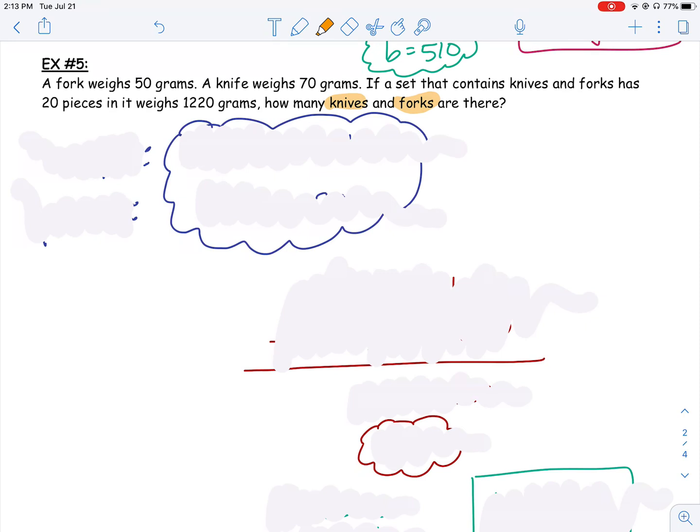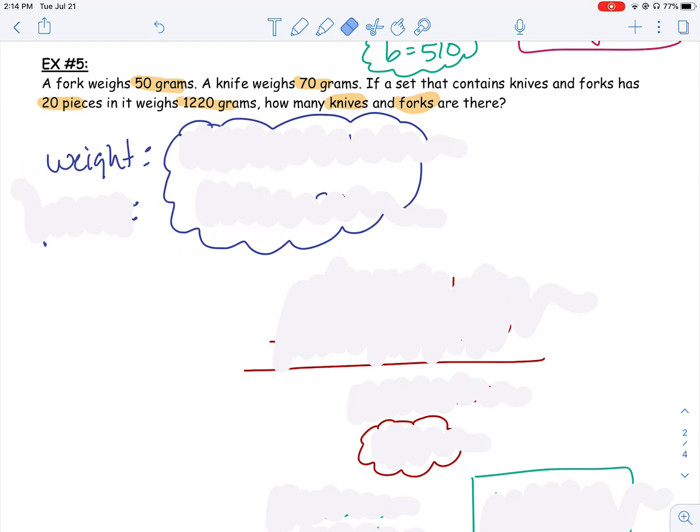All right, so I know I'm going to have K and F. I'm missing knives and forks. I want to figure out how many of each. Now I have to figure out what kind of ideas they're talking about. Well, the first idea that I notice is about weight, right? I know forks weigh 50 grams, knives weigh 70 grams, for a total of 1,220 grams. So maybe I can make an equation that says that. What else is it talking about in this question? Oh, it looks like there's a set. There's knives and there's forks for a total of 20 pieces. So maybe that's my second equation.